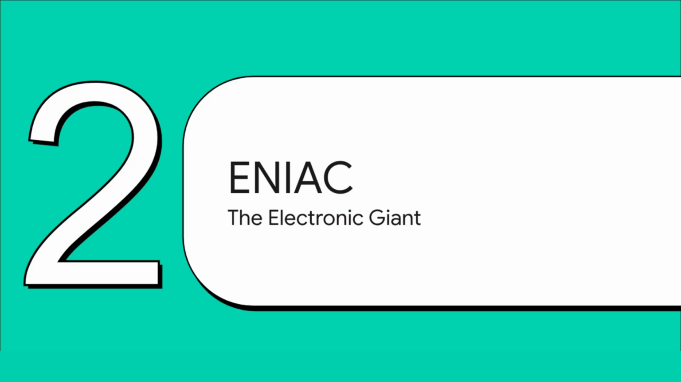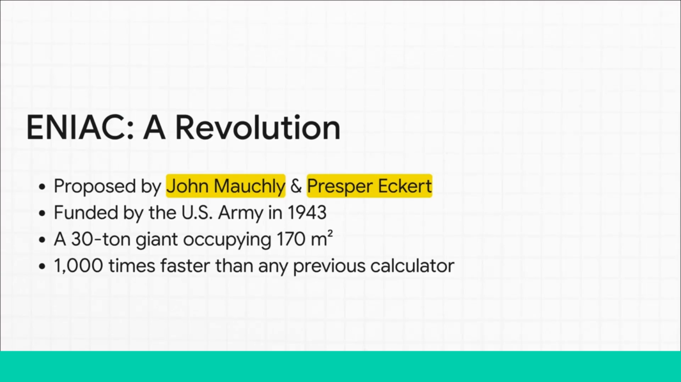So Section 2, ENIAC, the electronic giant. And that breakthrough? Oh, it came. And it came in the form of a 30-ton, room-sized electronic behemoth. Built in total secret at the University of Pennsylvania, ENIAC was a genuine revolution. It was funded by the Army, designed by John Mauchly and Presper Eckert, and it was an absolute monster of vacuum tubes and wires. But here's the thing. It was a fast monster. It could crunch numbers 1,000 times faster than any machine that had ever come before it.